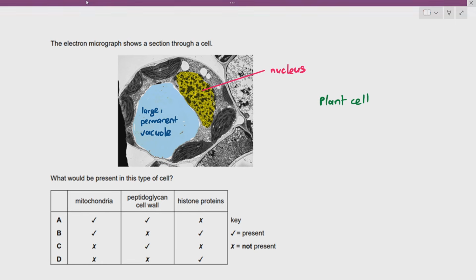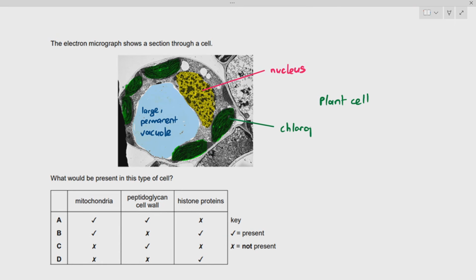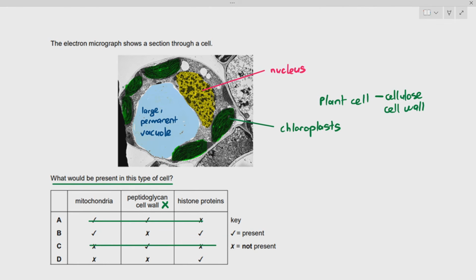And then of course the yellow colored part where I'm highlighting, it's quite difficult to distinguish that, but the yellow colored area is the nucleus. That's the distinct appearance of a nucleus. And those green colored areas, I know it's a bit difficult to see, but those green colored things are chloroplasts. So that's how we know that this is probably a plant cell. So what would be present in this type of cell? First one, plant cells have a cellulose cell wall, not a peptidoglycan cell wall. So any answer that says peptidoglycan cell wall is present is wrong. So A and C are out.